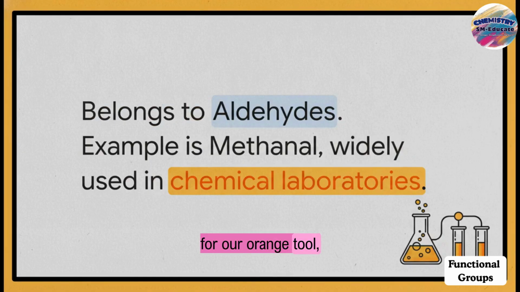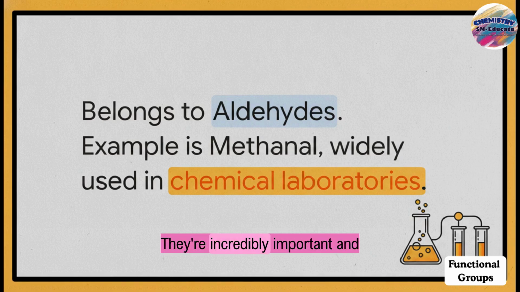Now for our orange tool, the Aldehyde Group, written as -CHO. When you spot this group, you're looking at the aldehydes family. A super common example is methanal. You might know it better as formaldehyde. Aldehydes are heavy hitters. They're incredibly important and get used constantly in laboratories and all over the chemical manufacturing industry.